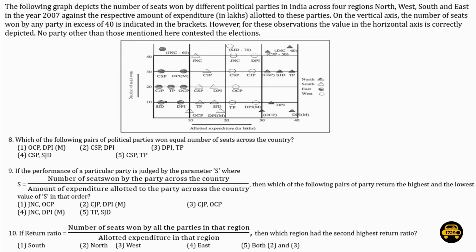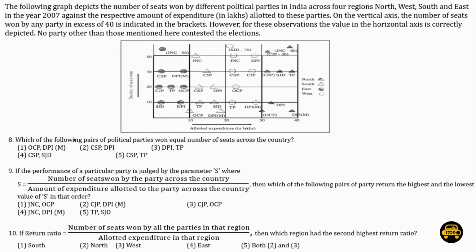On the graph, we can see that SGD, for example, won 10 seats in the East region and incurred an expenditure of somewhere around, if we just see this line, this is 10, this is 5, this is somewhere around 2.5, or we can say 3. If you talk about DPI, it's approximately close to 8. So this way we can interpret the graph. Now let's have a look at the questions and then we'll solve them accordingly.